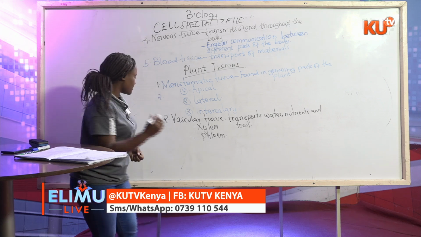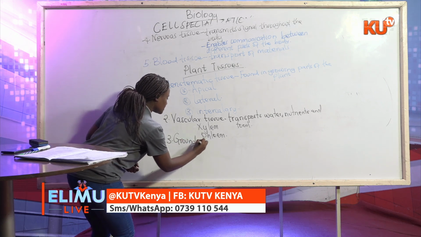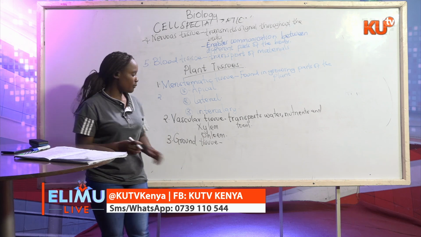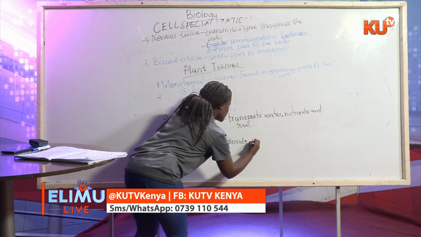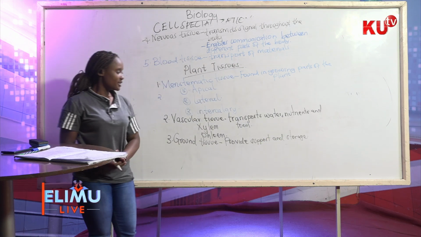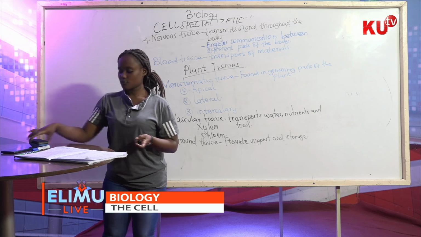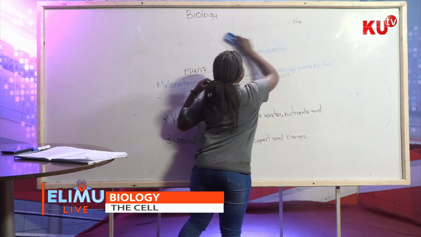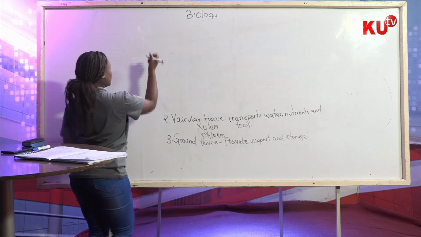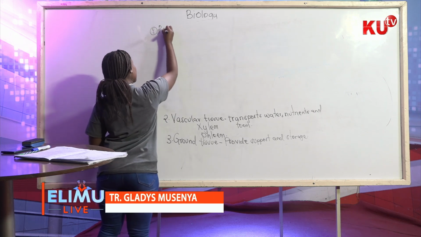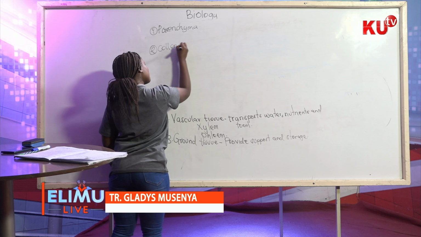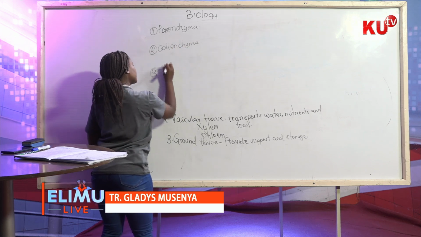And now we have our last point, that is the ground tissue. The ground tissue, its function is to provide support and storage. Now, under the ground tissue, we have the following: the parenchyma, collenchyma, and sclerenchyma.